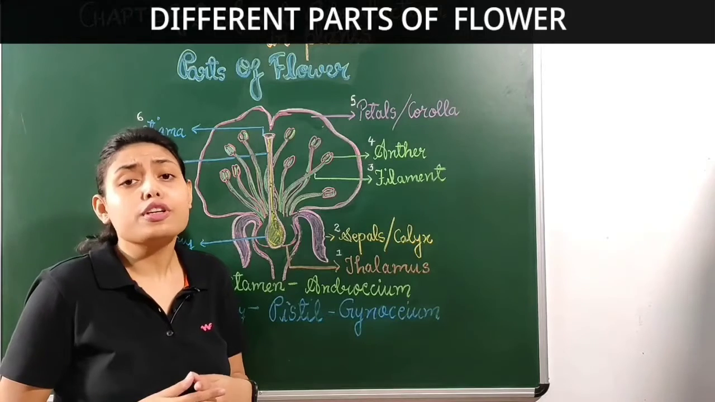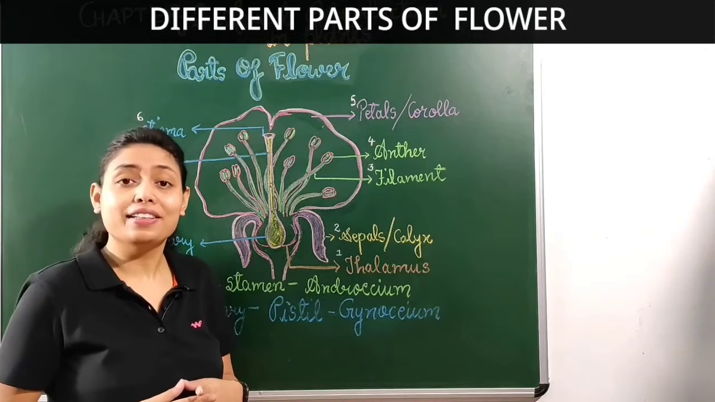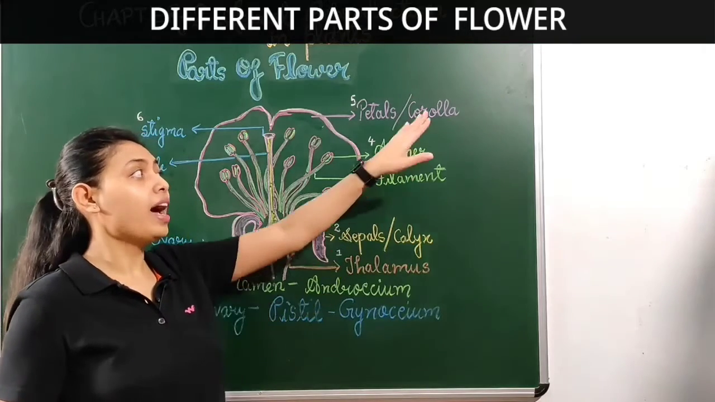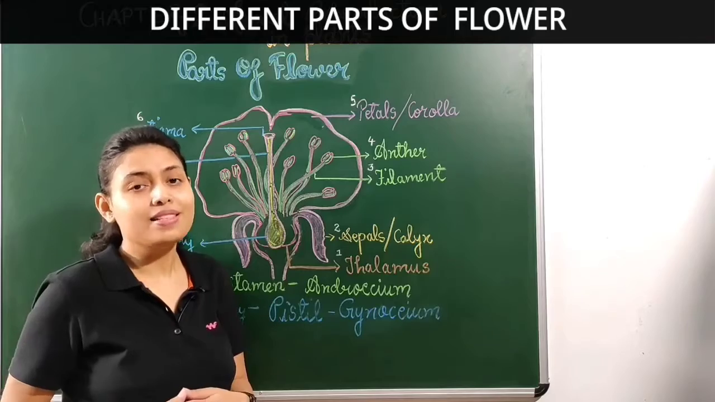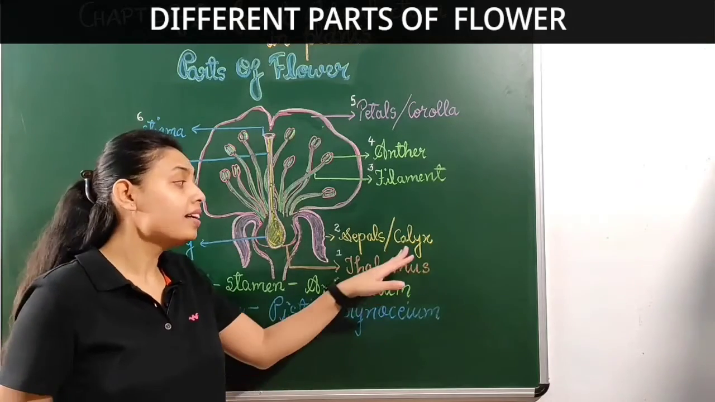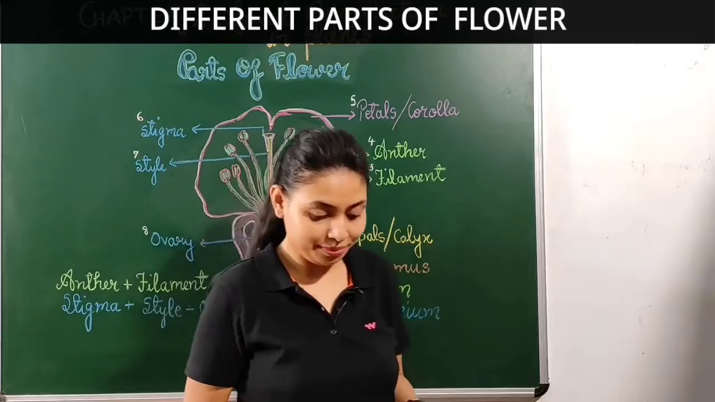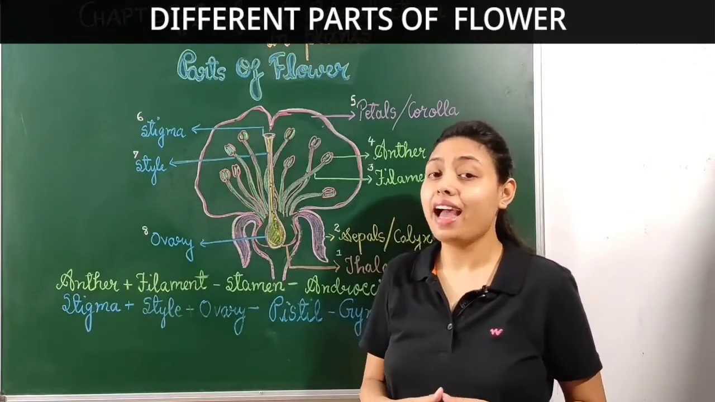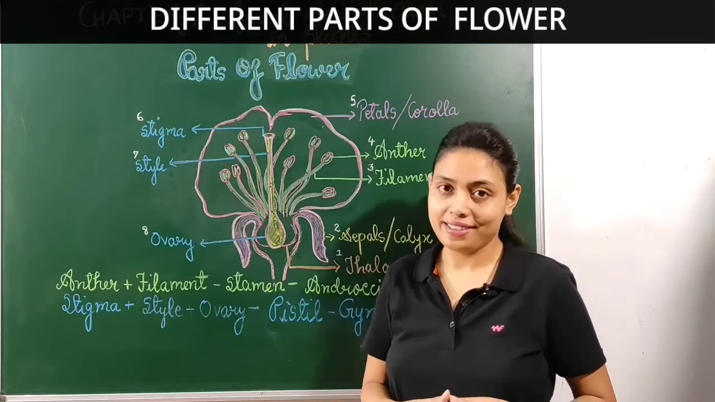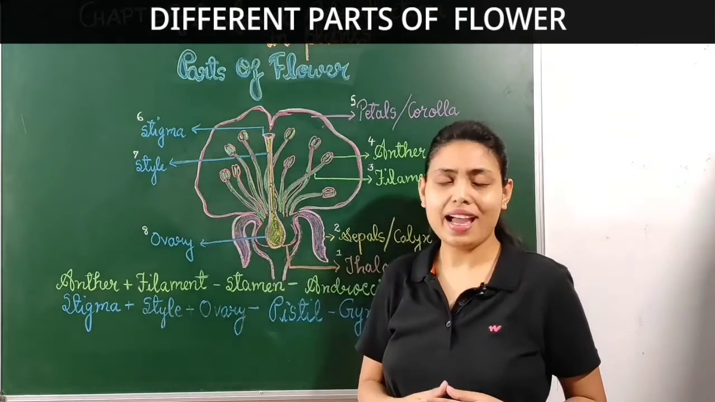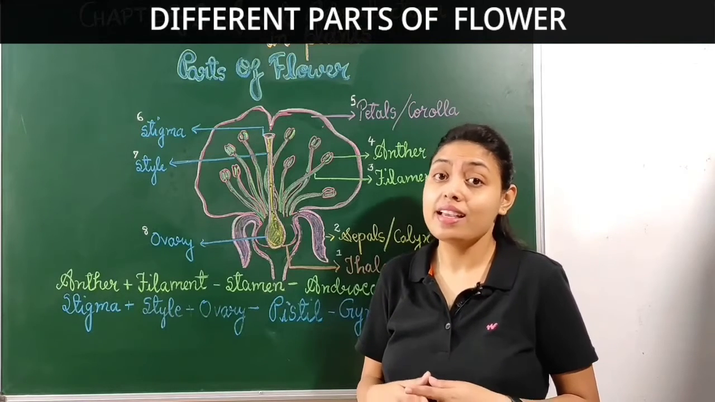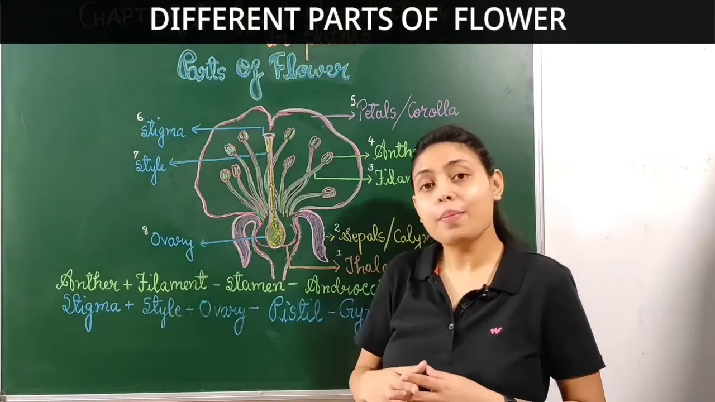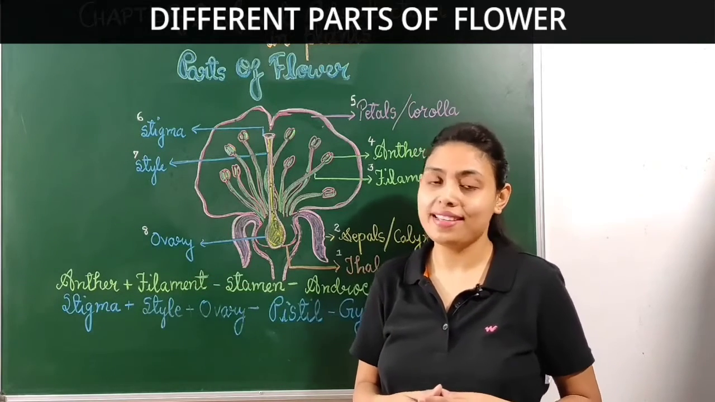Petals. Petals are the most attractive part of a flower as it gives color to a flower. Petals collectively are known as corolla. Sepals collectively are known as calyx. Stigma. Stigma acts like a landing place for the pollens. Style. Style is a long tube which connects stigma and ovary. Ovary. Ovary is a place where ovules are present.